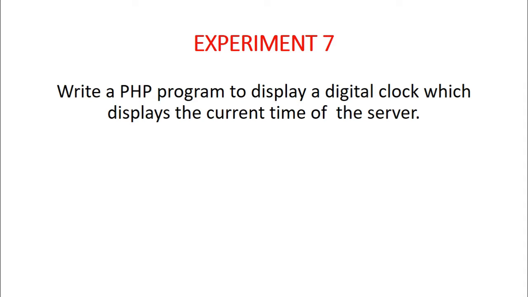Okay, let us see what are the things we need to know. Before proceeding, we'll need to discuss two things here. We'll be learning how to use the PHP date function and the HTML meta tag. How to use this and what attributes to set to this meta tag, we'll be discussing before implementing our program, that is experiment number 7.